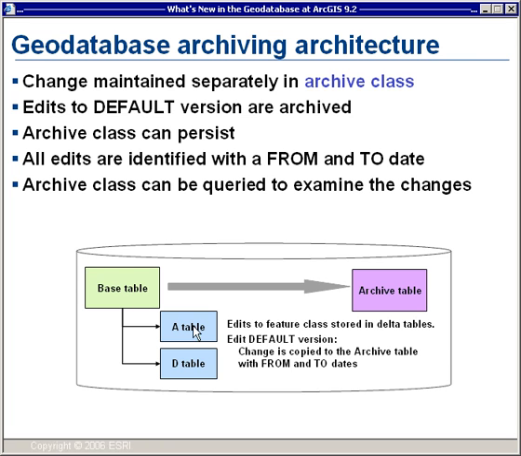If we look at the slide, again, we have our typical versioned architecture. We have a base table and an A&D table. When I save my edits to the default version, not only am I saving the edits to the default version, but geodatabase archiving is copying those edits to the archive class. So now the archive class is maintaining a record of all the changes that have occurred over time.